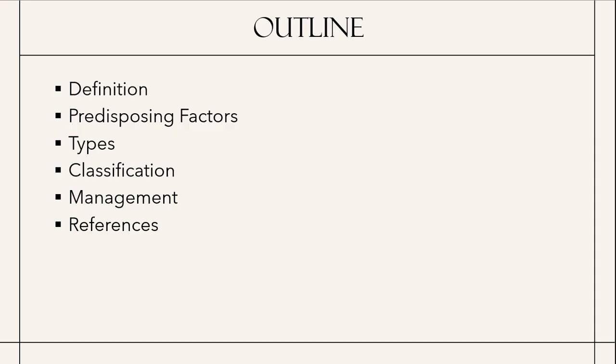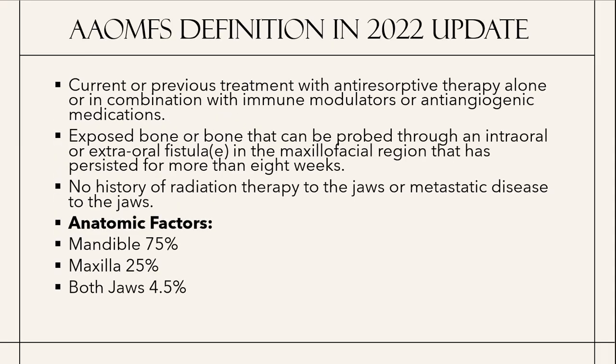The predisposing factors, the types of the bisphosphonates, classification, and the management. So, what is MRONJ? Now, to say this patient has MRONJ, we should have an exposed bone that has been present for over 8 weeks with intraoral or extraoral fistulas, while the patient is on or was on anti-resorptive medications or on anti-angiogenic medications, with no history of radiations or metastatic disease to the jaws.